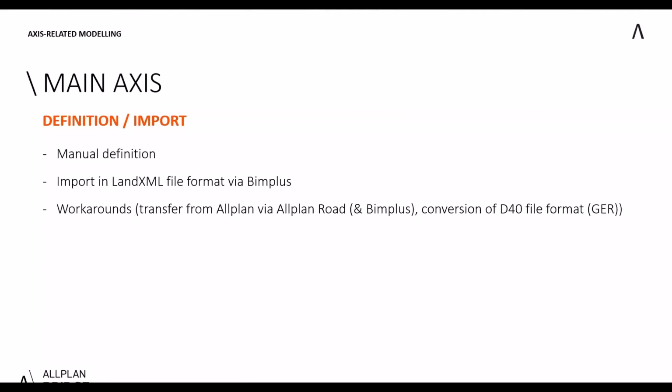So first of all, how to get the main axis into your Alplan Bridge project. First of all, there's the manual definition. We will see in a second how this works. Of course, we can also import our axis via a land.xml file using the PIM plus connection. And there are some, I called it workarounds. So actually, they are maybe not the recommended workflows, but there is a possibility, however, to get the axis from Alplan Road or even PIM Plus also into the project, or convert it from a D40 file, which is commonly used still in Germany, for example. But let's have a closer look at these points.